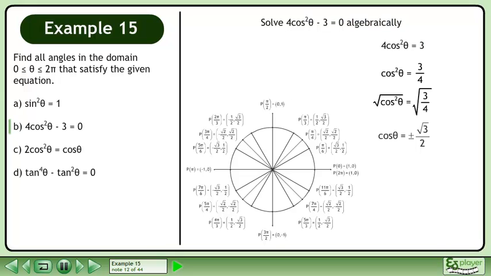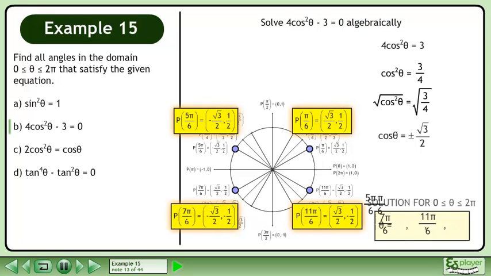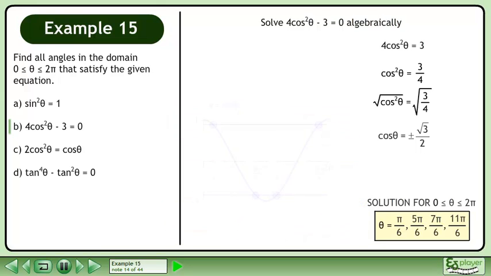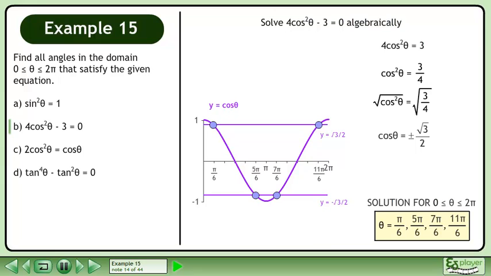Bring up the unit circle. Cos theta equals positive or negative root 3 over 2 when theta equals pi over 6, 5 pi over 6, 7 pi over 6, and 11 pi over 6. If we look at the graph, we can see that y equals cos theta intersects the lines y equals root 3 over 2 and y equals negative root 3 over 2 at the angles in our solution.